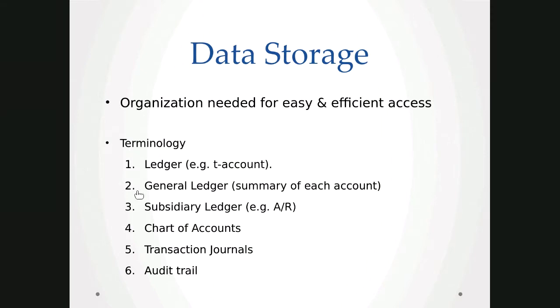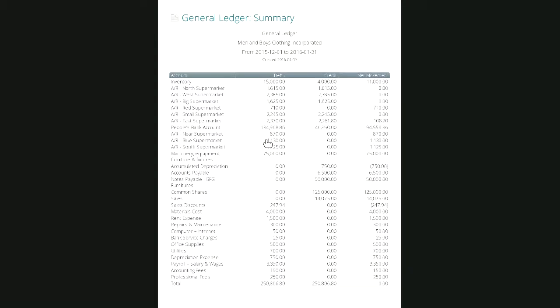Number two is a general ledger, which is the summary of each account. Let me show you one. This is a general ledger, as you see. We have the summary of each account. So we have inventory, and then we have accounts receivable for each one of the customers. We have the people's bank account, and then we have machine and equipment and furniture. We have accumulated depreciation. So this is a general ledger where you have the summarized debits and credits for each account. Okay, so this is called a general ledger.